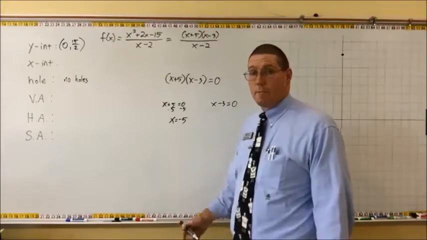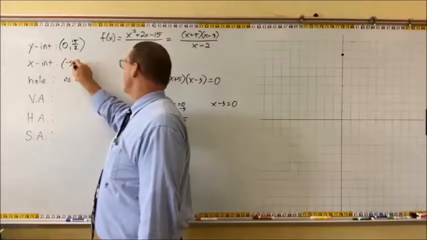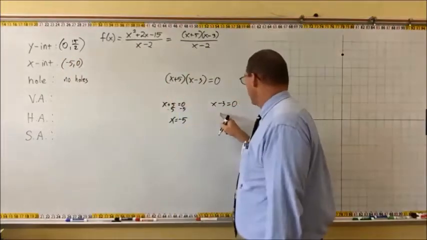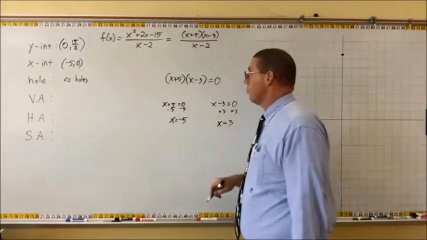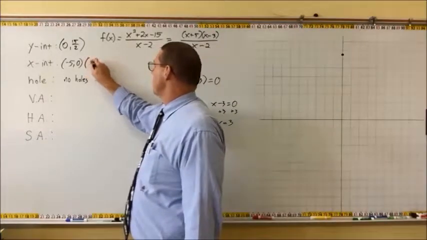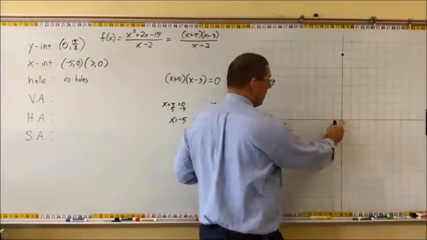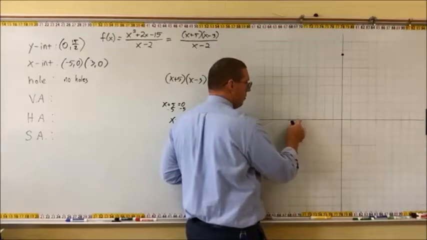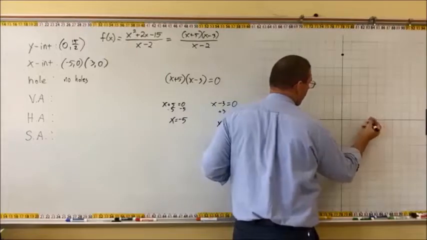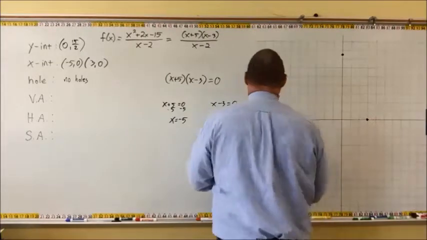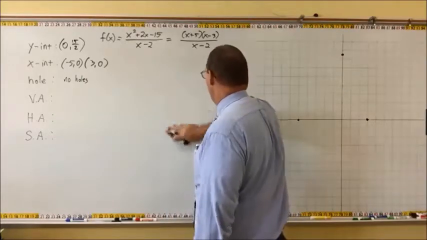So one of our x-intercepts is at negative 5 and 0. Over here, we're going to add 3 to both sides, and we're going to get x equals 3. Okay, so that's positive 3 and 0. So we've got our x-intercepts. One of them is at negative 5 and 0. 1, 2, 3, 4, 5. So that's negative 5. And the other one's at positive 3 and 0. 1, 2, 3. Put a dot there. There we go. So we've got our x-intercepts plotted. We've got our y-intercept plotted.